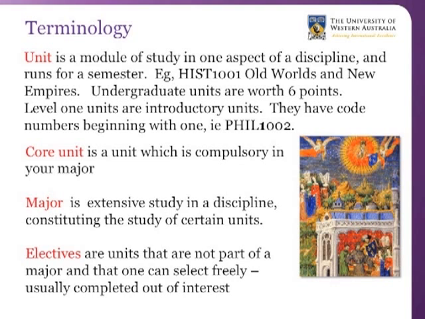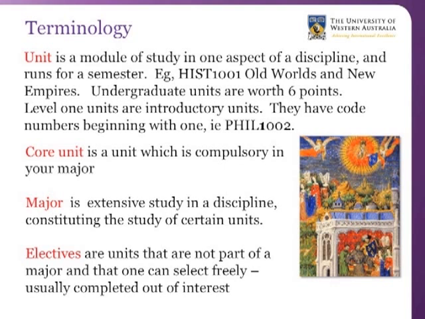A unit is a module of study in one aspect of a discipline that runs for a semester. For example, History 1001, Old Worlds and New Empires. This is a unit. Undergraduate units are worth 6 points. In undergraduate courses, units are available in Level 1, Level 2 and Level 3. Level 1 units are introductory units, Level 2 units are intermediate level, and Level 3 units are advanced.